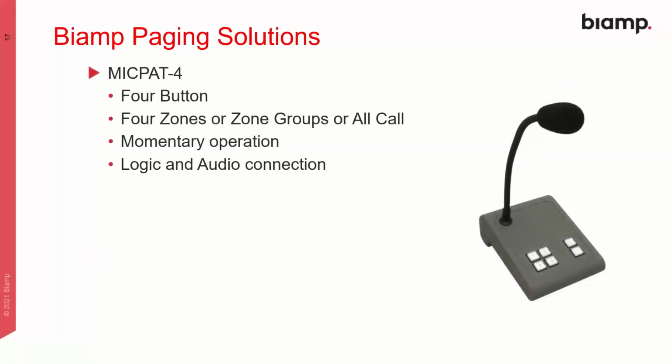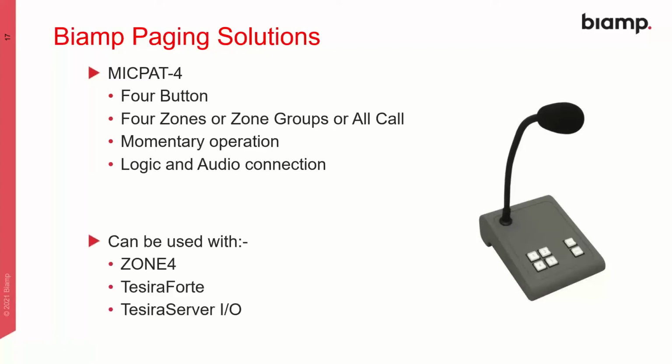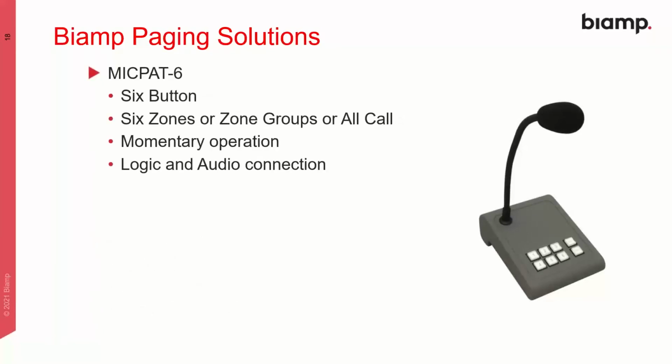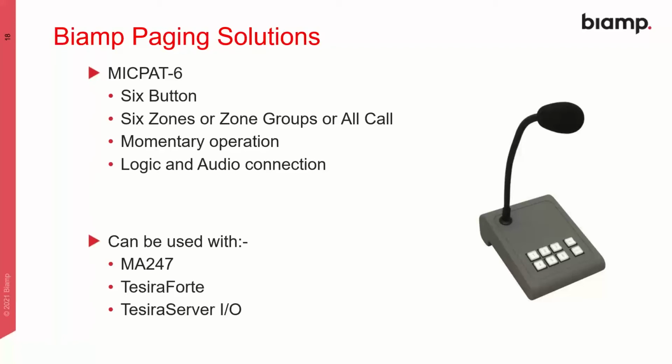MicPat 4, 4 buttons, 4 zones or zone groups or all call. Momentary operation, logic and audio connection. Can be used with Zone 4 particularly, but also with Tessera Forte and Servo IO. MicPat 6 is a dedicated paging mic for our MA247, 6 buttons, 6 zones or zone groups and all call, logic and audio connection, but it can also be used with Tessera Forte and Servo IO using logic connections to that device.